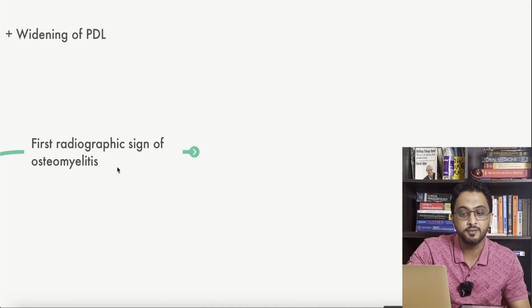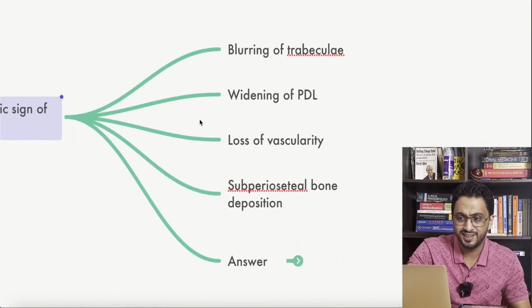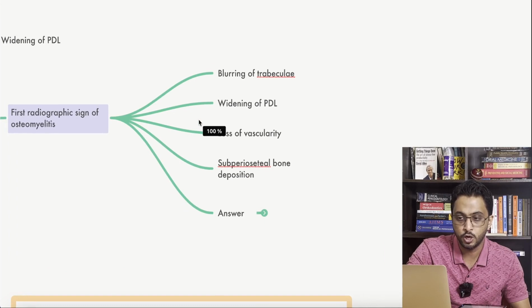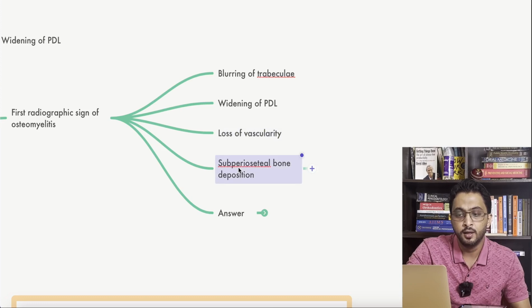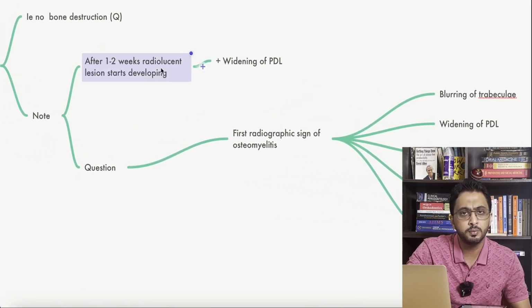Yes, that's the question. The first radiographic sign of osteomyelitis. It's not even widening of PDL. Please note here, this is the option. If someone can just go through the options: blurring of trabeculae, widening of PDL, loss of vascularity, subperiosteal bone formation. So basically what they said, radiolucent lesion appears, then widening of PDL.